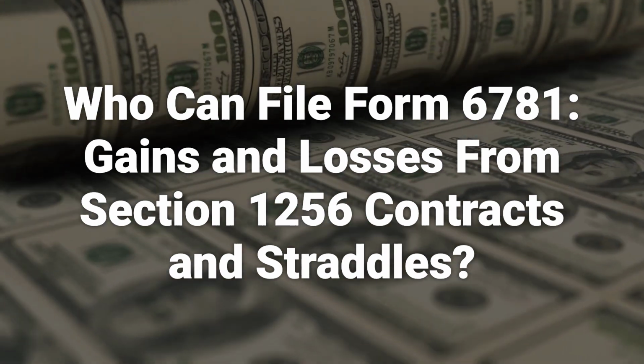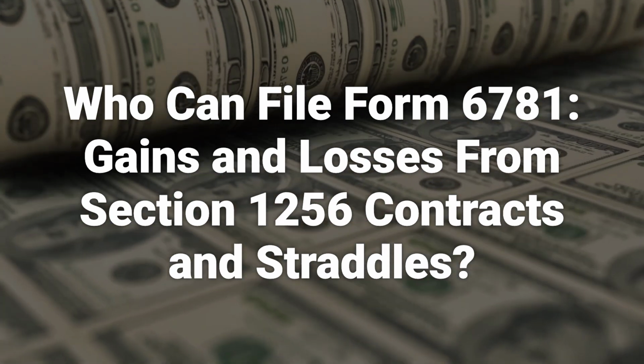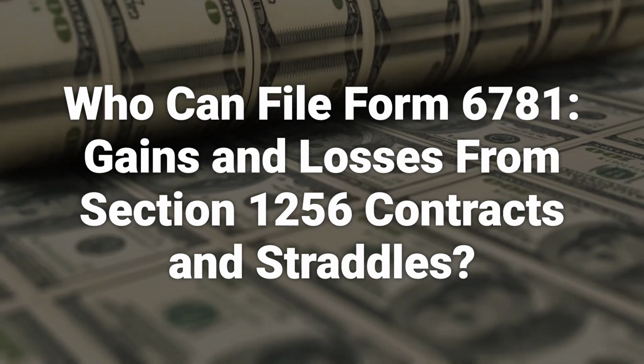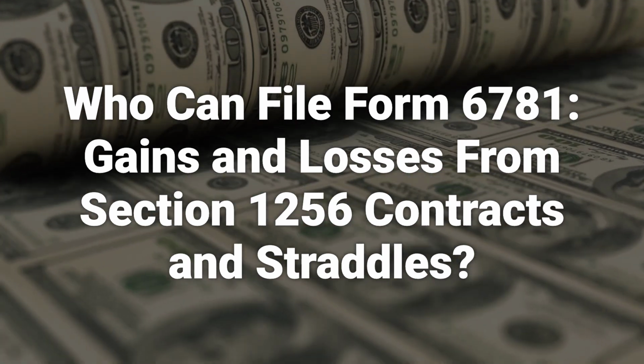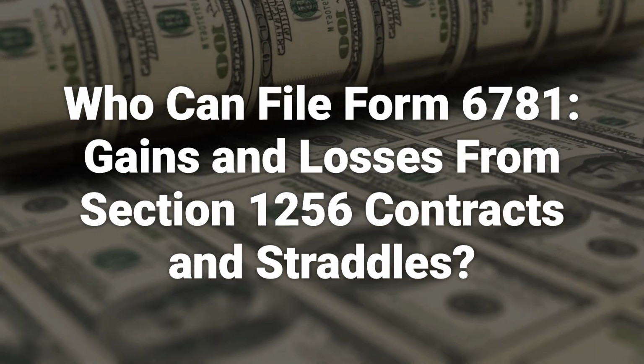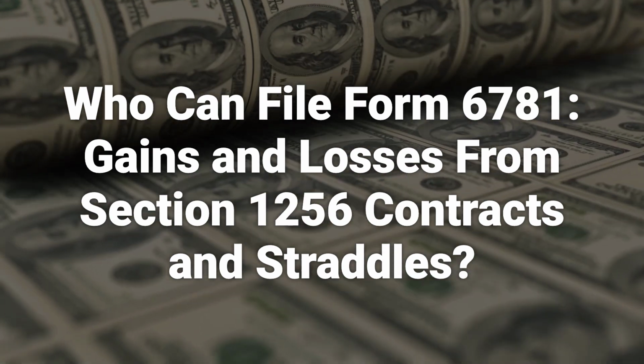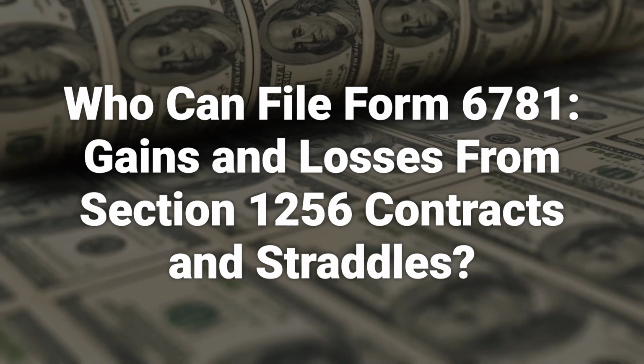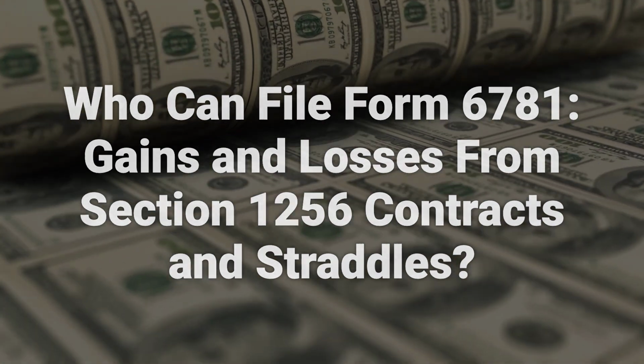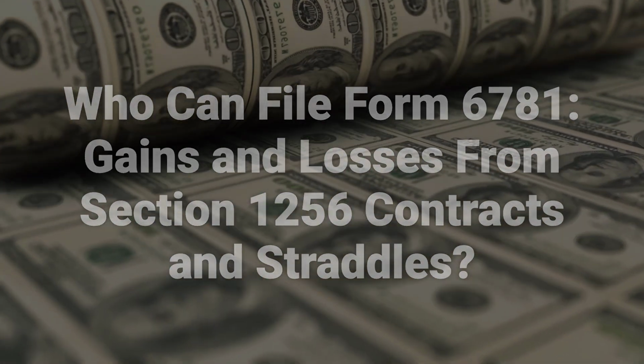Form 6781 has separate sections for straddles and Section 1256 contracts, so investors have to identify the specific type of investment used. Section 1256 contracts include regulated futures contracts, foreign currency contracts, options, dealer equity options, or dealer securities futures contracts.